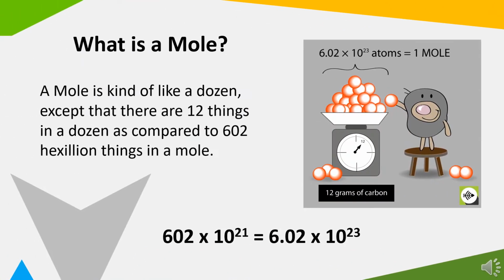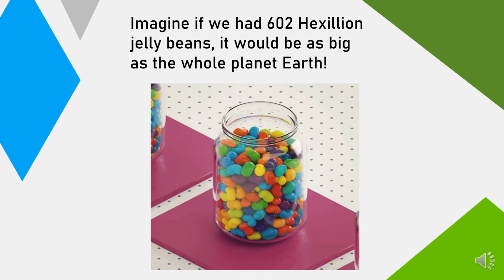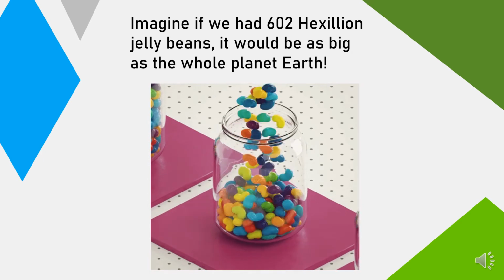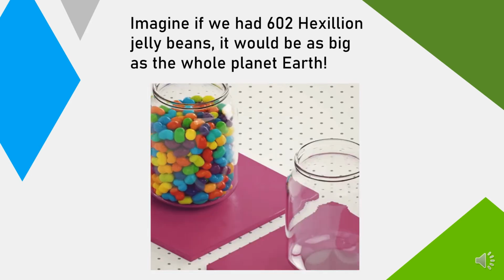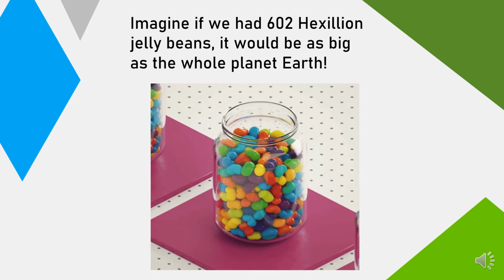what a mole is. A mole is kind of like a dozen, except that there are 12 things in a dozen as compared to 602 hexillion things in a mole. Let us look at how big a mole is. Imagine if we had 602 hexillion jelly beans, it would be as big as the whole planet Earth.